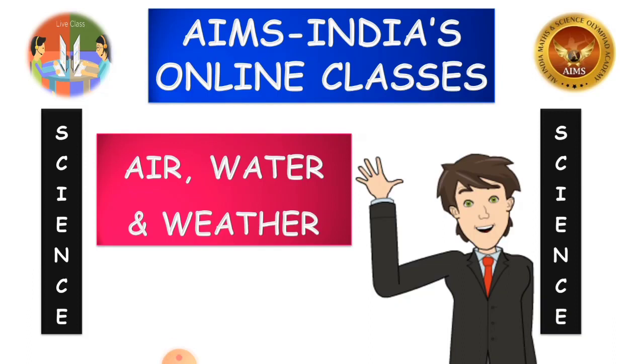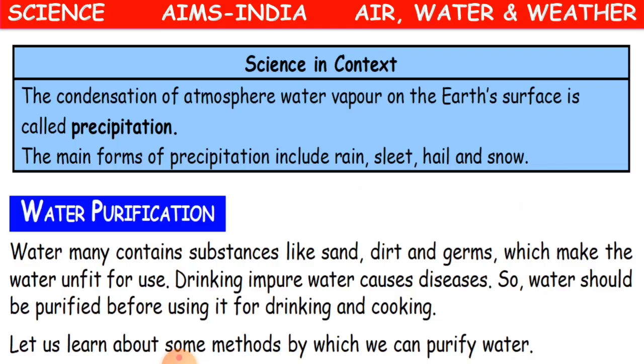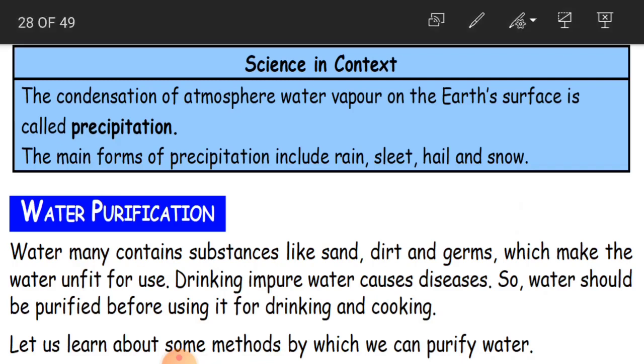Children, today from our science subject, we will be continuing the chapter Air, Water and Weather. In previous classes, we have discussed water. Today, we will be continuing the same topic, regarding water. Before starting our lesson, we'll just learn about a word. What is it? It is about precipitation.